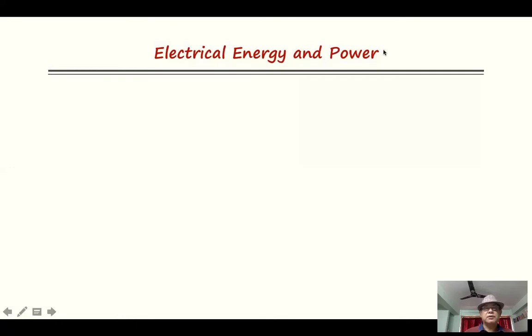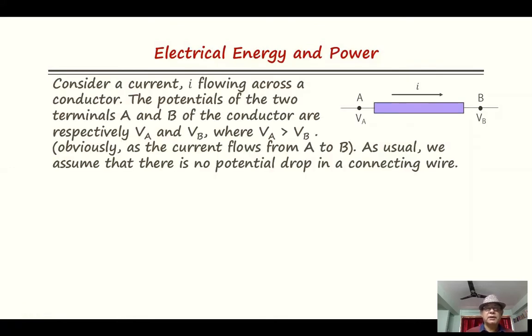Let us now discuss the topic electrical energy and power. Consider a current I flowing across a conductor. The potentials of the two terminals A and B of the conductor are respectively VA and VB, where VA is greater than VB, obviously as the current flows from A to B. From now onwards, we'll omit the word subscript from our narration. As usual, we assume that there is no potential drop in a connecting wire.